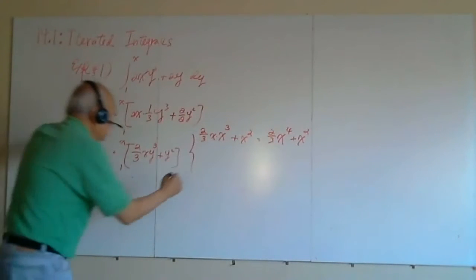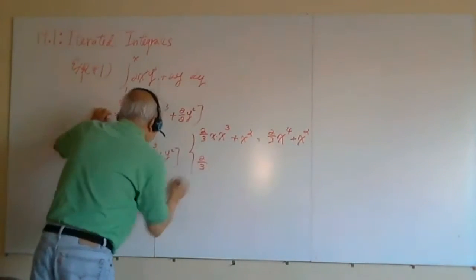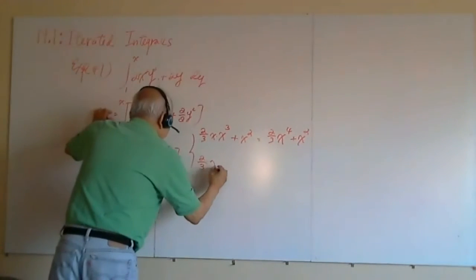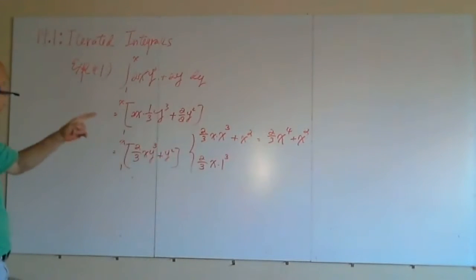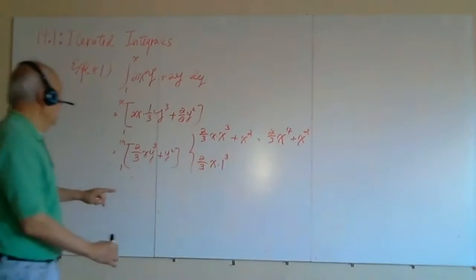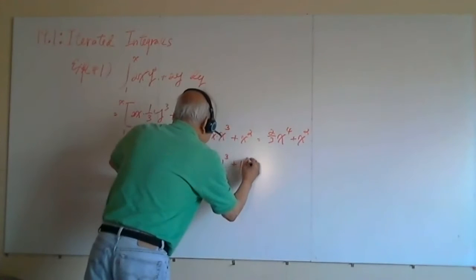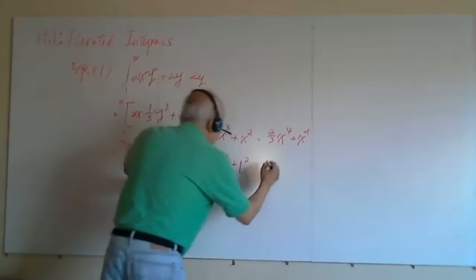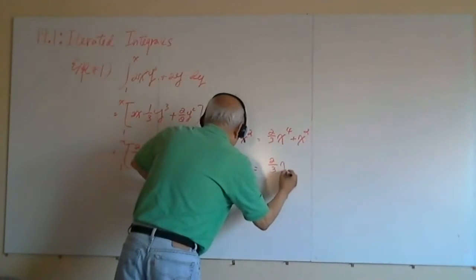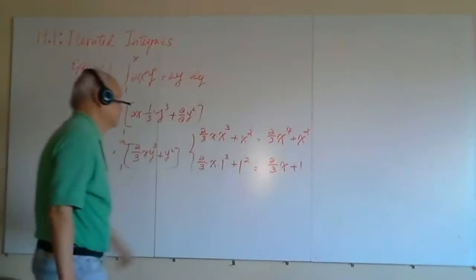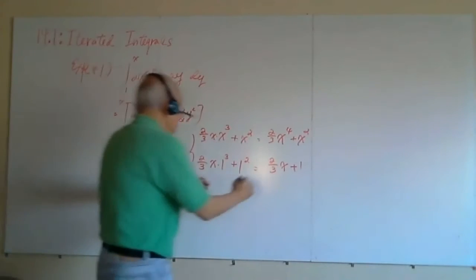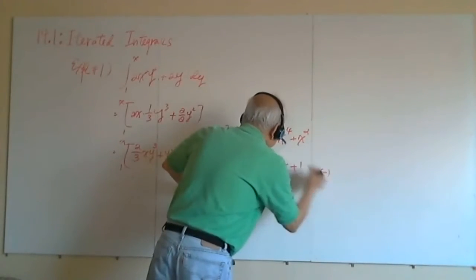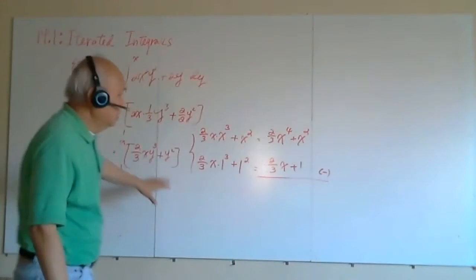Okay. So let's do the second one. The second one here is going to be equal to 2/3 x times 1 cubed, sorry, and then plus 1 squared, which equals 2/3 x plus 1. Right, okay. And then go ahead and subtract, and then you get the result. Am I correct?